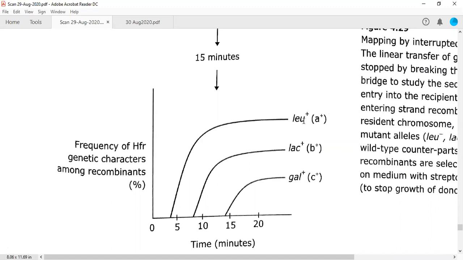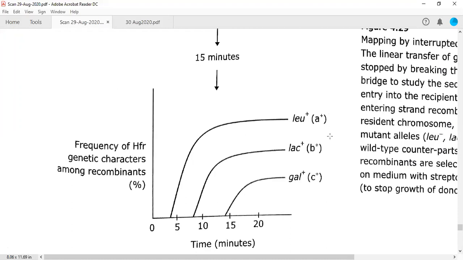Some cells will show leucine and lactose, so you will write A plus, B plus. And some cells will show lactose and galactose, so you will write B plus, C plus, but A minus. Now you will compare how many cells actually have A plus, B plus, and how many cells have B plus, C plus.